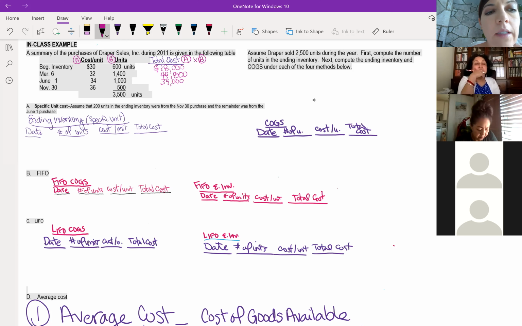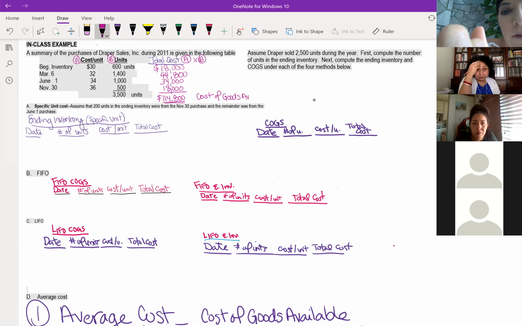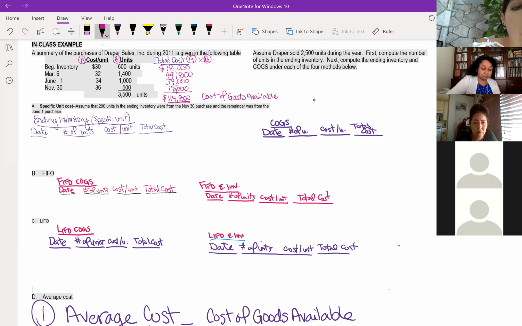And then the last layer is November 30th. November 30th, the cost per unit was $36 and 500 units were purchased. $18,000. So the total cost when I add this up, cost of goods available, $114,800. And the number of units available is 3,500.